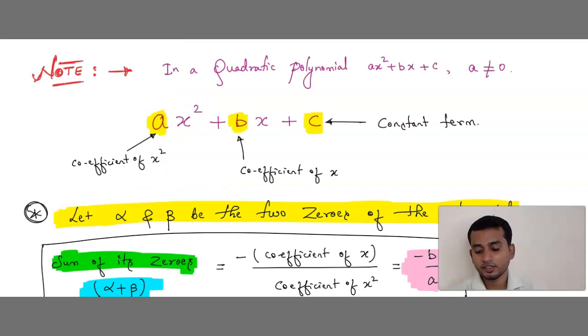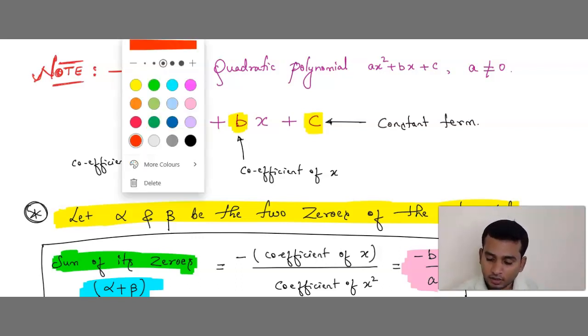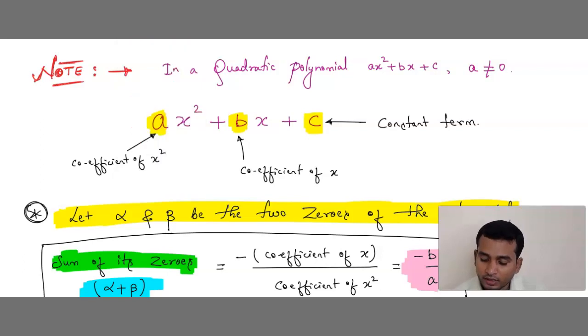Yes, children, we can see one important note here. In a quadratic polynomial ax square plus bx plus c, when a does not equal 0, we have... okay, before we go on, I just want to tell you what these terms are called. Just a minute, I'll show you.